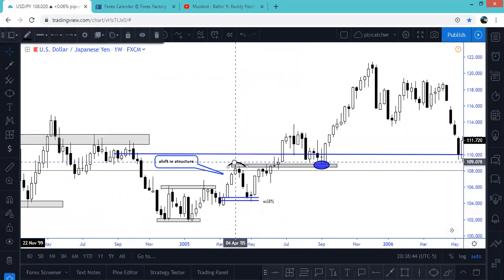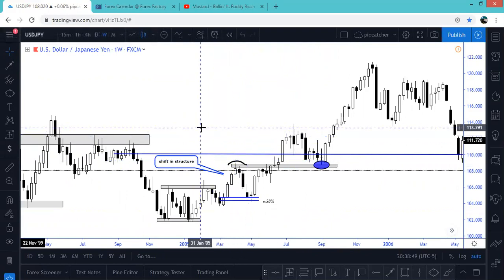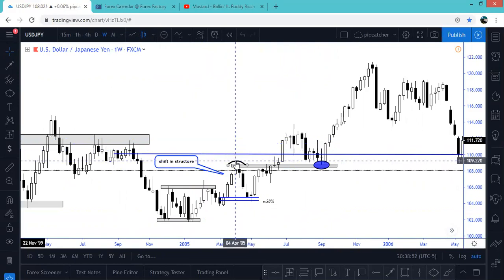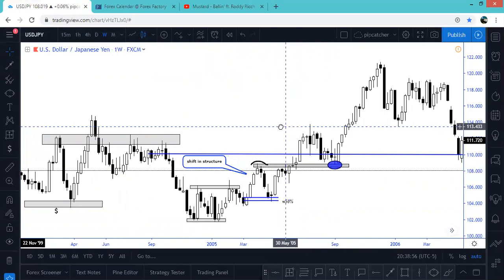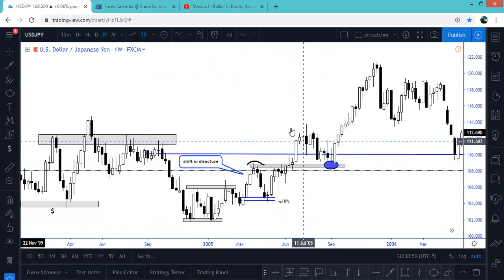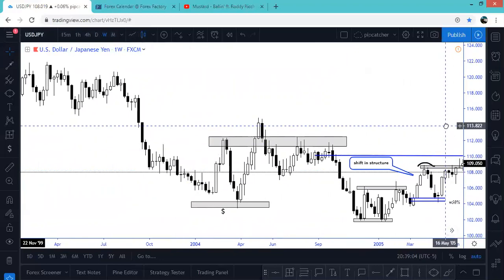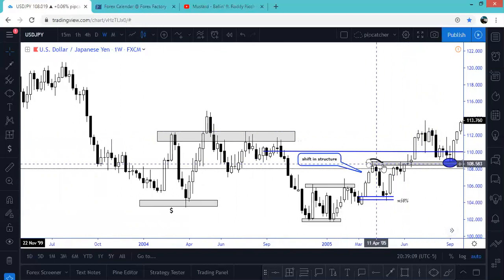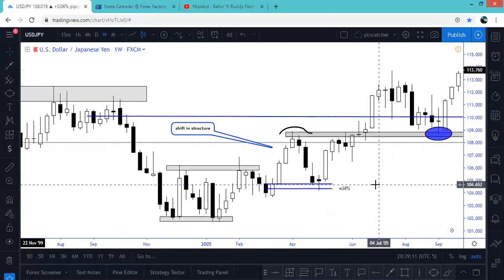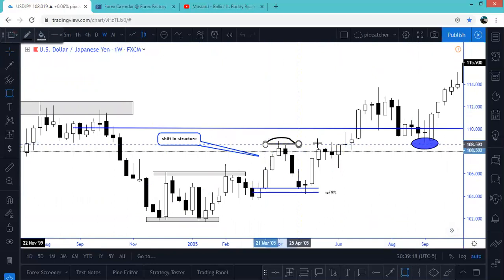Now I know you've heard me say that I don't really take a lot of mitigation block or breaker block entries, just because they're a lot harder to catch in the midst of price action like this. If this is all you see and you see price going like this, you'd have to really be catching this and paying attention to what's going on.